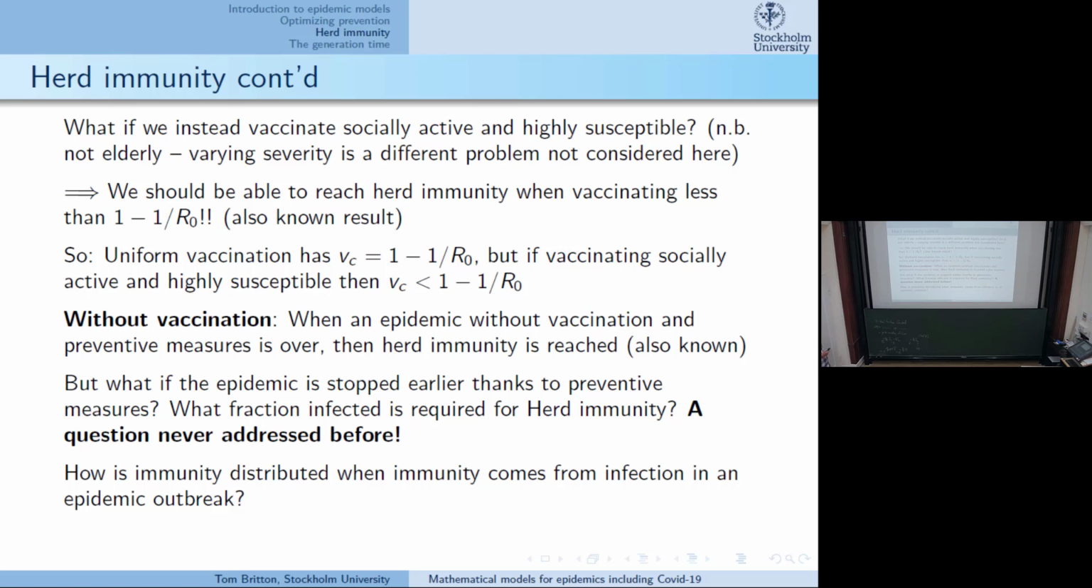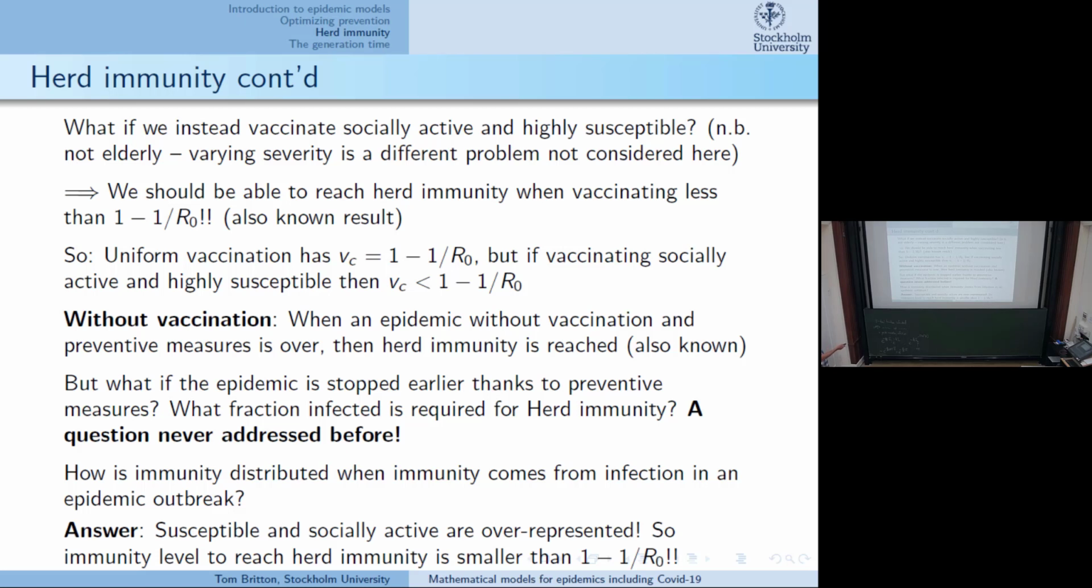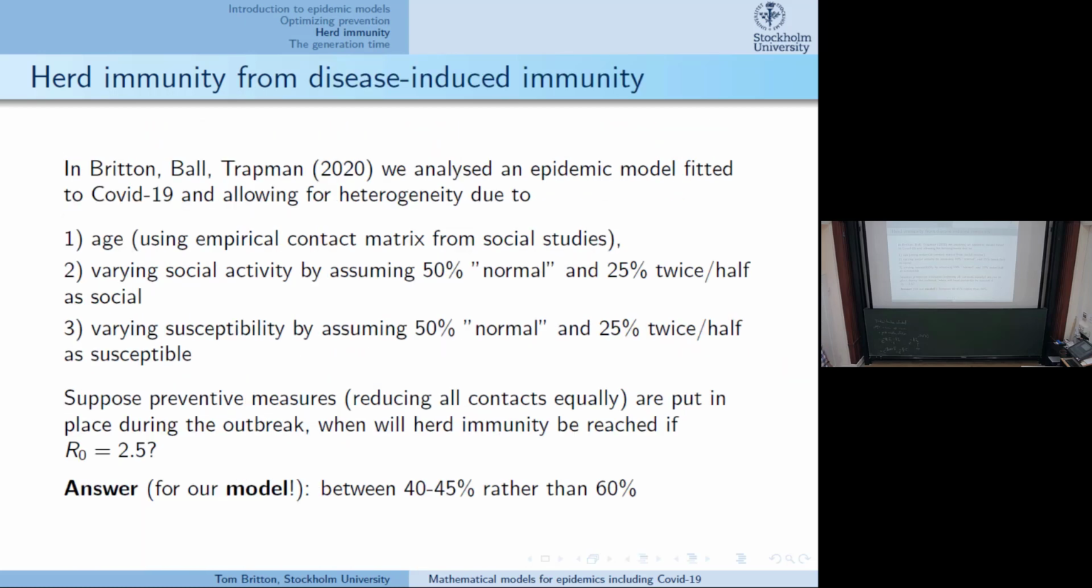But then we put this into a model. So the susceptible and the socially active will be overrepresented during an outbreak, so the immunity level to reach herd immunity should be smaller than this expression. And of course, how much smaller? So this was the nice insight, but then we want to say, how much is it? Is it 1%, then it doesn't really matter, or is it a lot, is it a big difference or small difference? Of course, that depends on what model we use. So then we took a toy model.